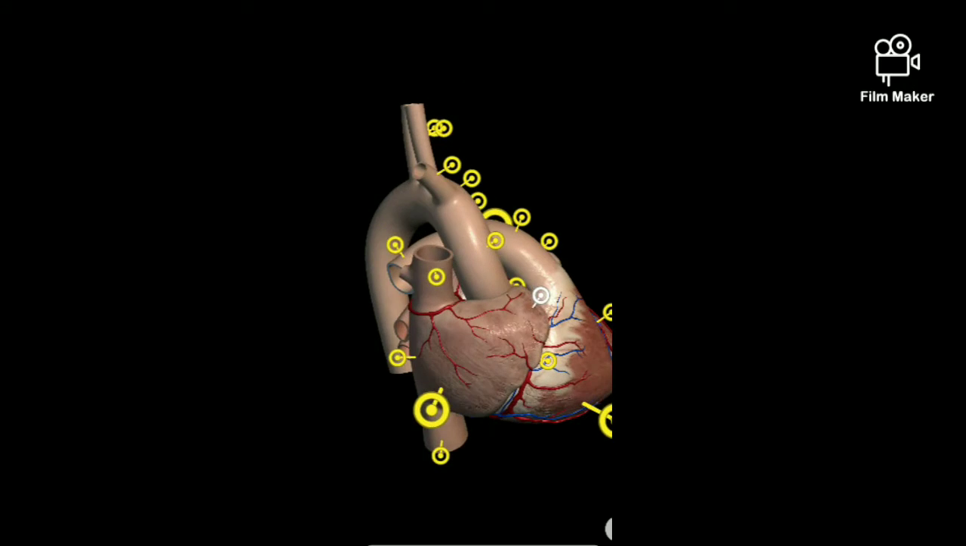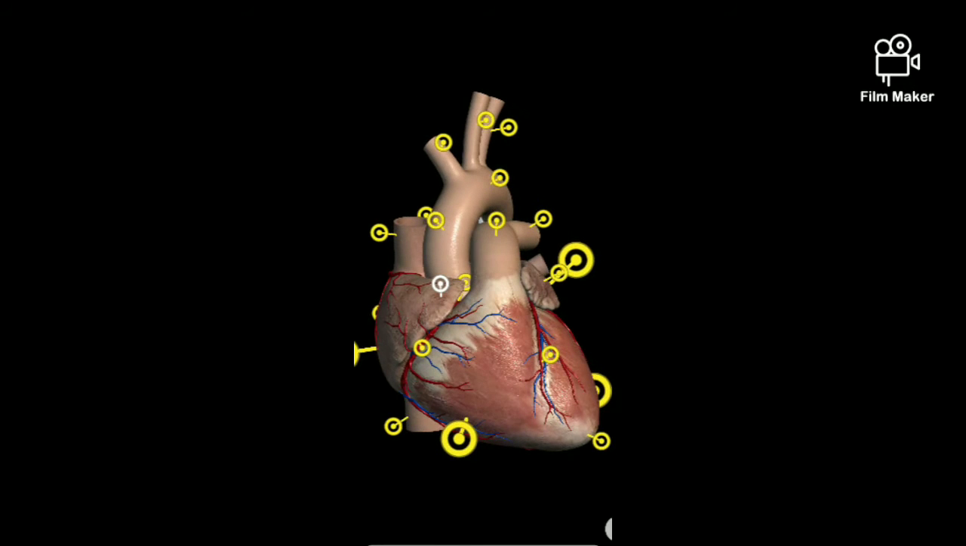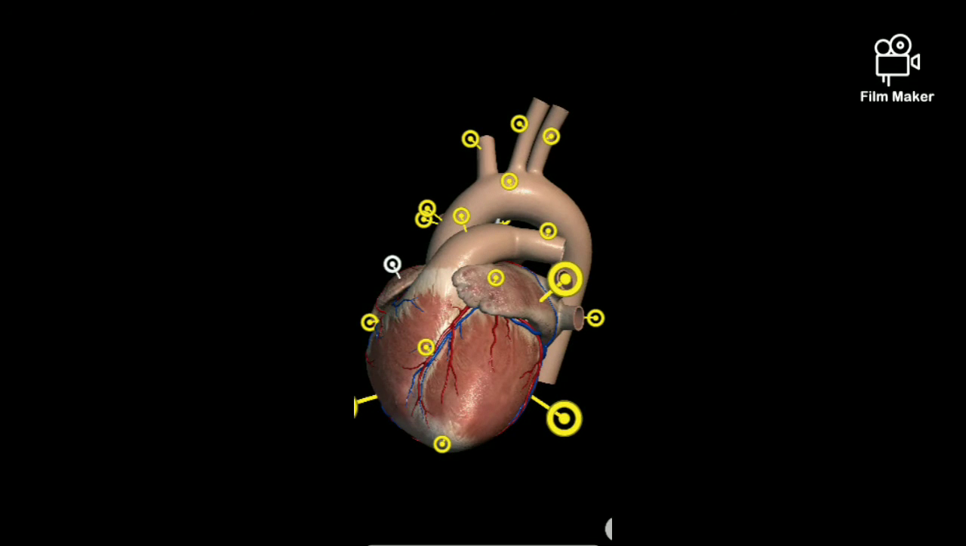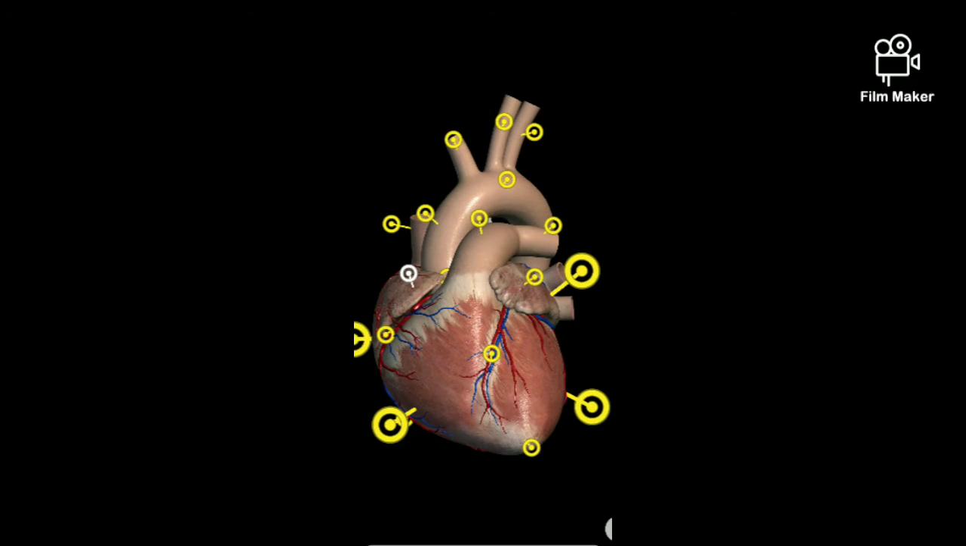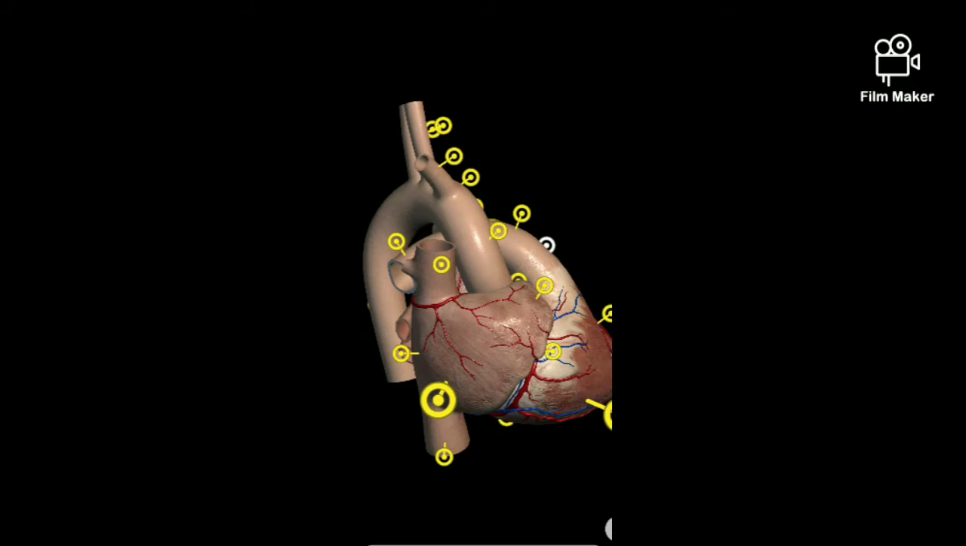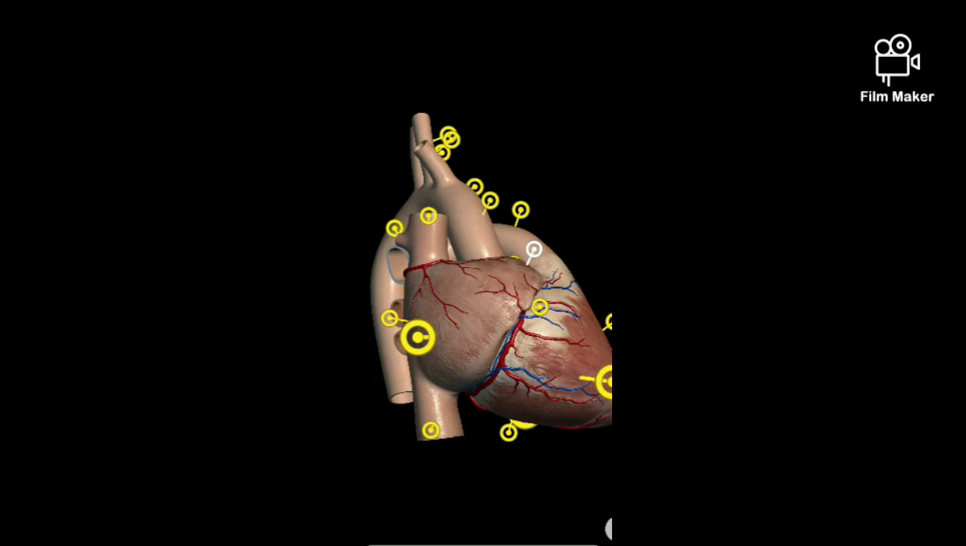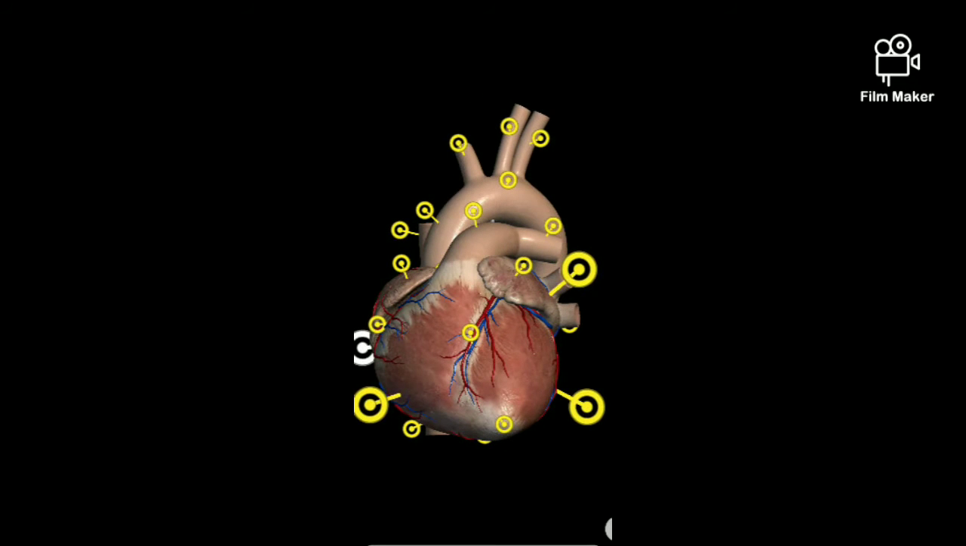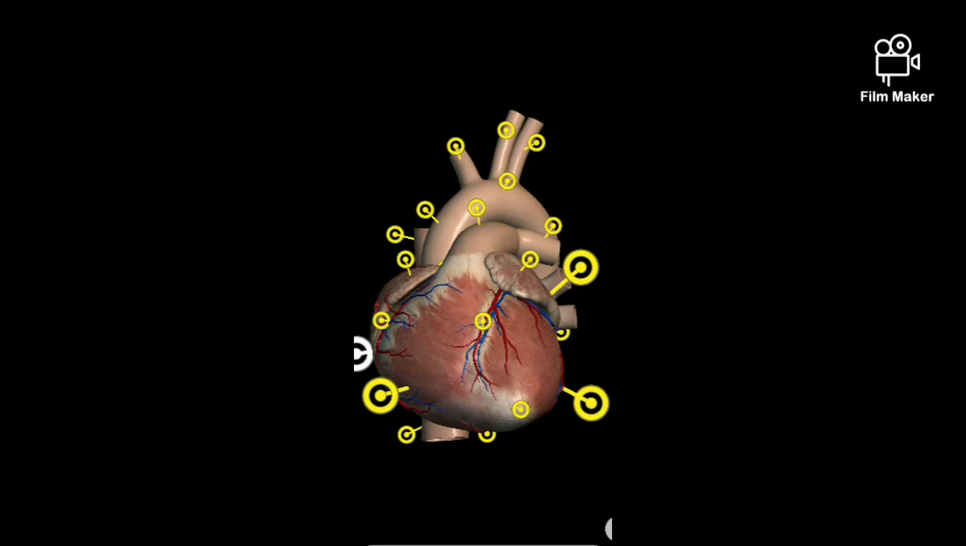This muscular structure is the crista terminalis. The parts are the sinus venarum and the anterior proper part, and also the coronary sinus. Next, the interatrial septum.